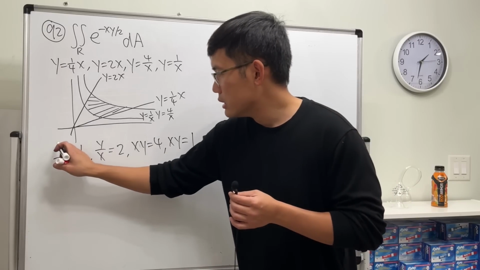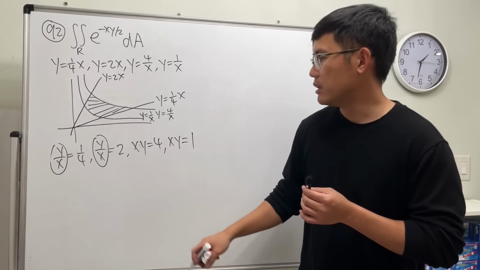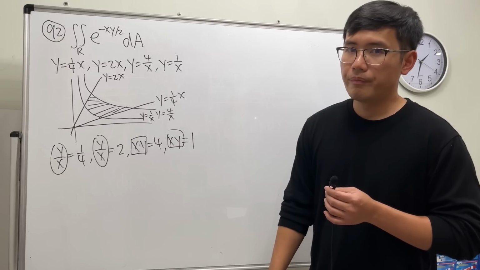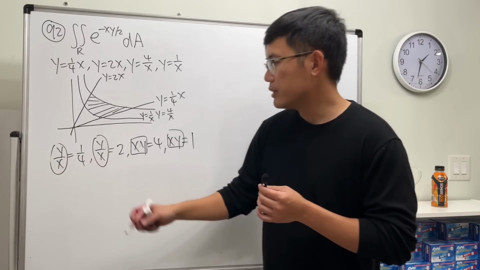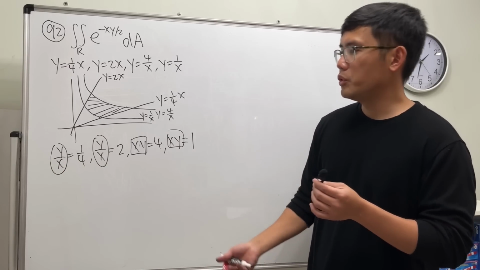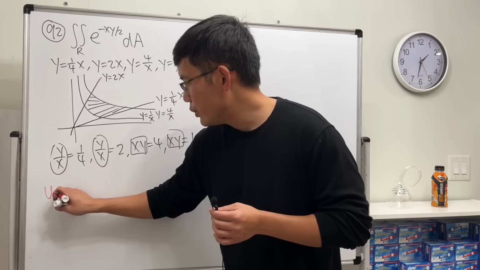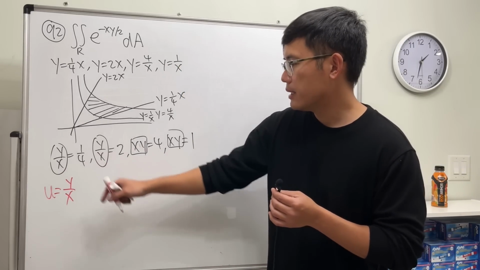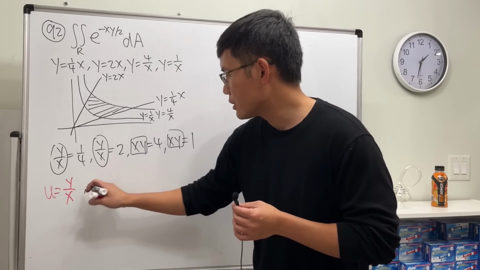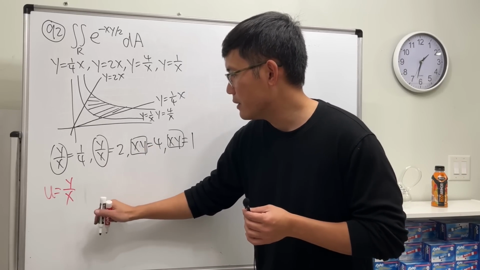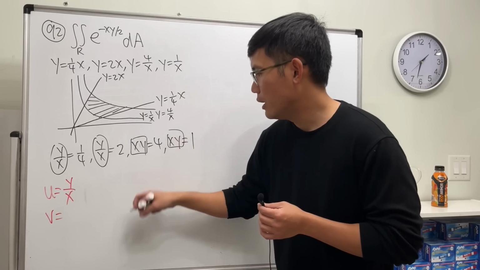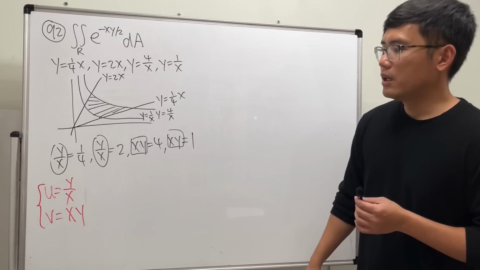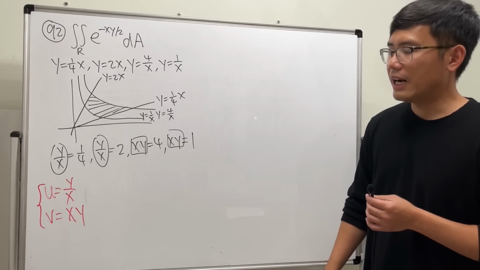Guess what? This is similar, this is similar. So what we are going to do is call this u. I will say that u equals y over x. And then right here I will call this v equals xy. So this will be the change of variable that we have.